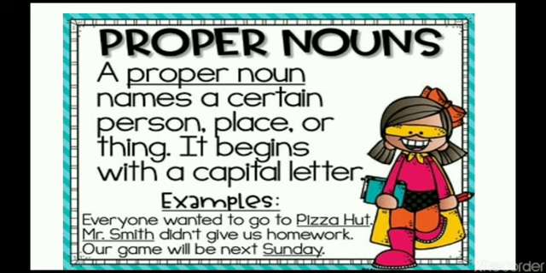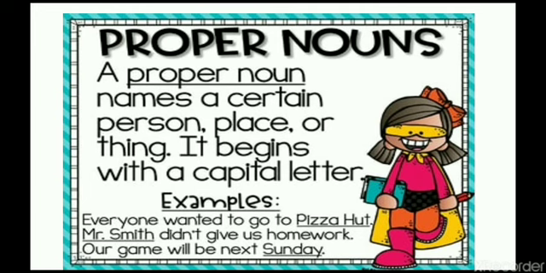Our next kind of noun is proper noun. A proper noun names a certain person, place or thing. It begins with a capital letter. Now when we give a certain name to a person, place or thing, it will be considered as a proper noun. And you have to remember, children, that it always begins with a capital letter, whereas in common nouns it is never capitalized.